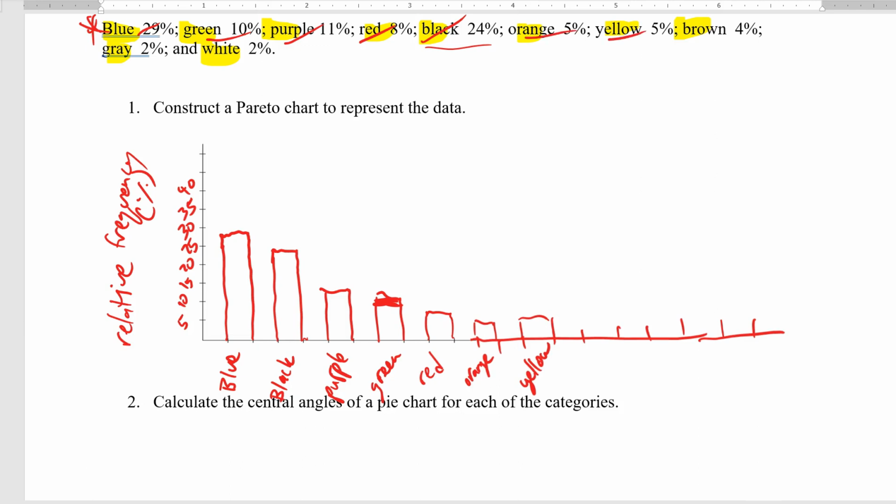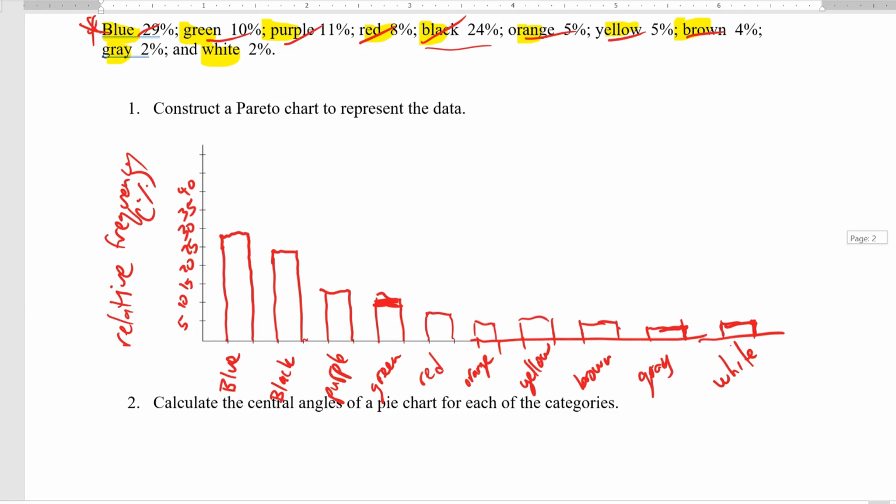If you had yellow, orange, I would not mark you off for that. Same with brown, or no, not yet. Brown would be 4, so brown would be slightly below that, 4%. And then gray and white, technically the order here wouldn't matter because they're both 2%, so they'd both just be a little bar. And that's what a Pareto chart would look like. Just ballpark it. Some of them can be the same, that's fine, but it is in decreasing order. Expect that on the test.